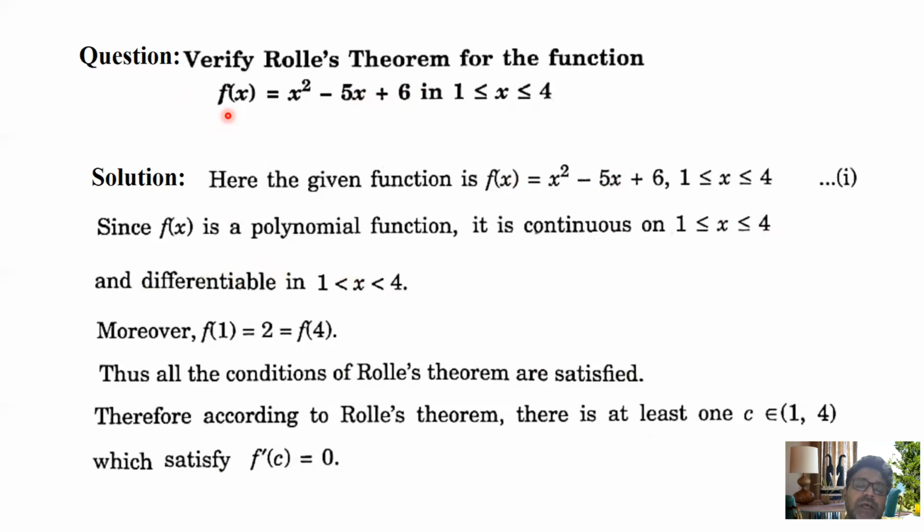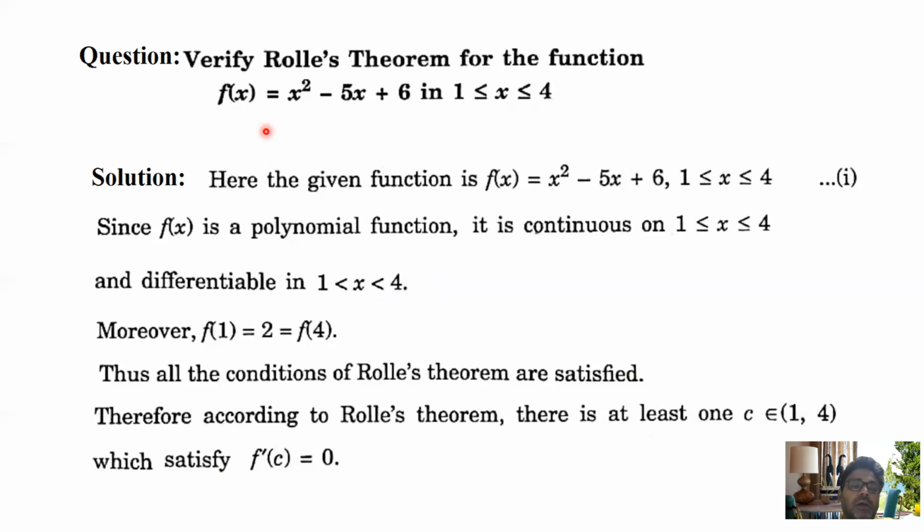Just differentiate: f dash x equals 2x minus 5. Now you substitute any value of x between 1 and 4, you will get some value. That is no undefined case. So that's why your function is differentiable in 1 less than x less than 4.